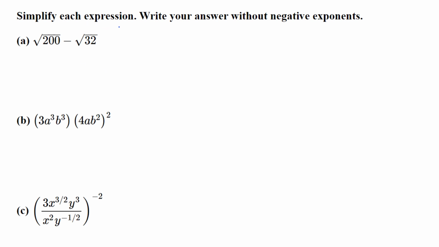Simplify each expression. Write your answer without negative exponents. In part A, we got square root of 200 minus square root of 32. So square root means now 200. So we know that if we have like 100, that's 10 times 10.